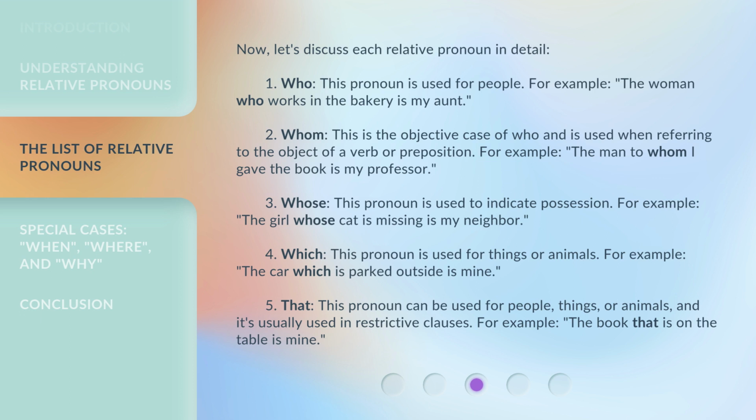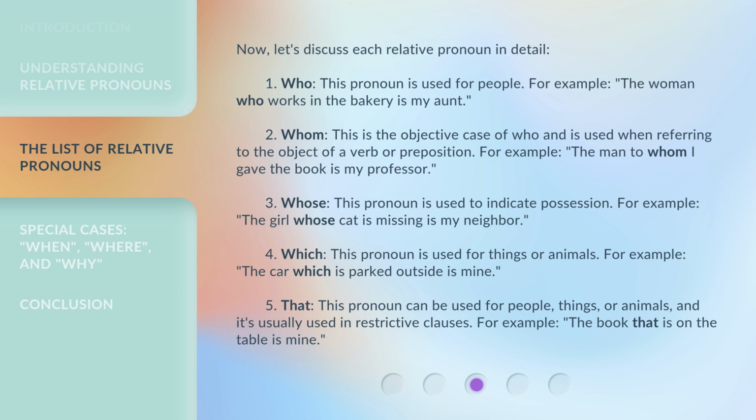3. Whose. This pronoun is used to indicate possession. For example, the girl whose cat is missing is my neighbor. 4. Which. This pronoun is used for things or animals. For example, the car which is parked outside is mine.